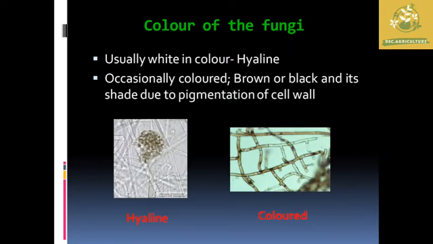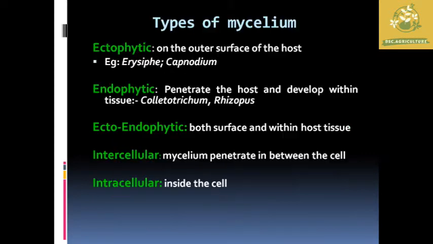While seeing about the color of fungi, they are usually white in color, which is called hyaline in nature, and occasionally they are brown or black, due to the shade of pigments. So the color of fungi is of two types, the hyaline and the colored ones. The types of mycelium are ectophytic, endophytic, ectoendophytic, intracellular and intercellular.